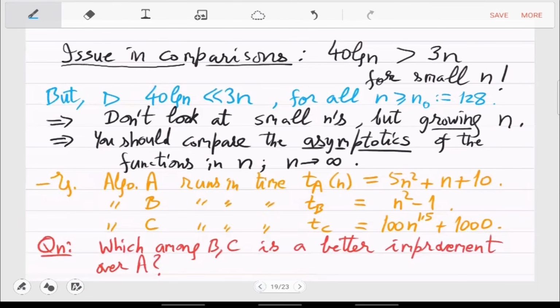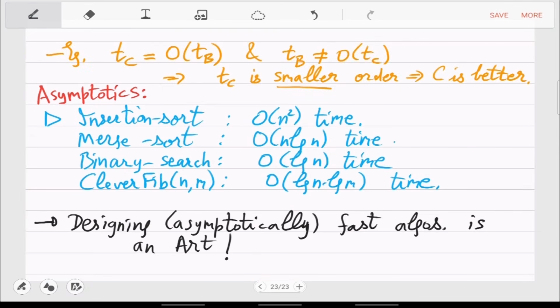Notation to basically compare two different algorithms in terms of expressing the time complexity as a function of the input variable, input size, which is denoted by the variable n. So in this example in orange, algorithms A, B, C have these time complexities: 5n square, n square, and 100 times n to the 1.5. You can see that in asymptotics, the third one is the best, and the first two are almost the same in terms of growing input size n.